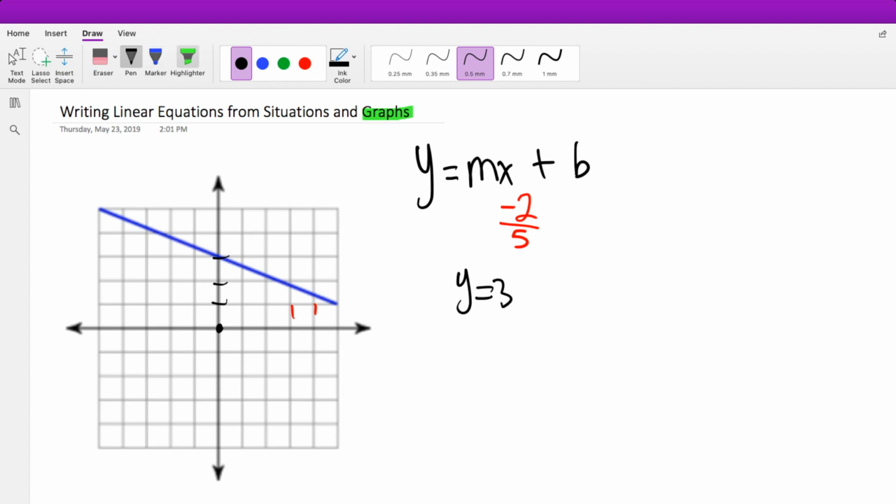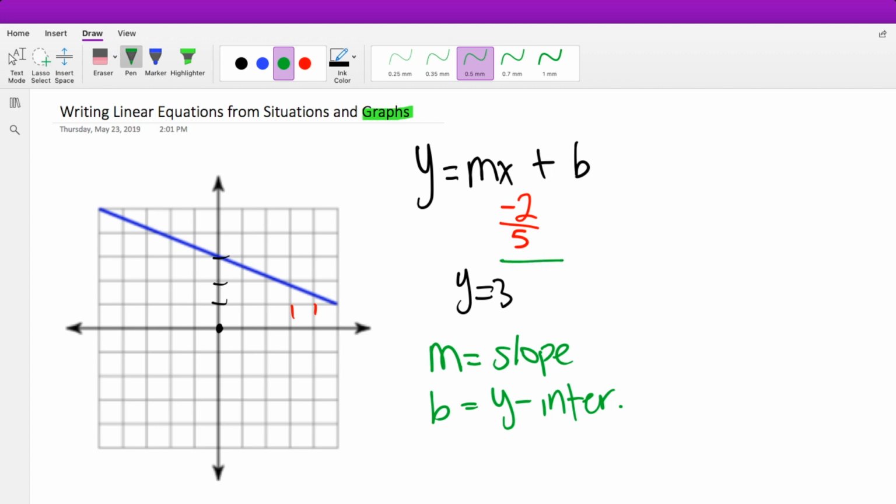One more thing in case you don't remember from a previous video or you did not watch it. M stands for slope. B stands for y-intercept. So we already have our slope and we have our y-intercept. So let's go ahead and plug these into their corresponding letters.